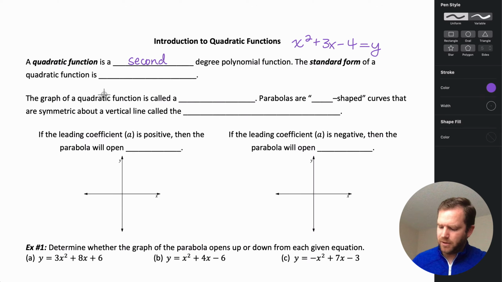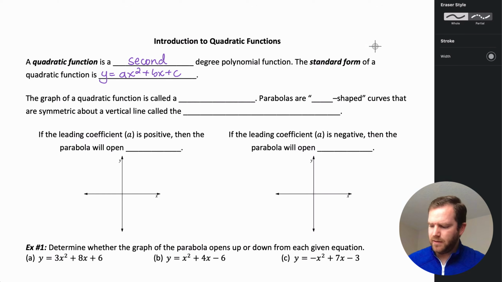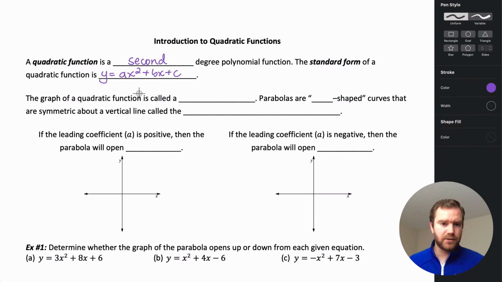The standard form equation for a quadratic function is y equals ax squared plus bx plus c. We've looked at this a little bit previously, but a, b, and c are just real numbers, and the x's are variables. If you plug numbers into this, you'll get outputs of y, and then you have your relation that gives you ordered pairs.